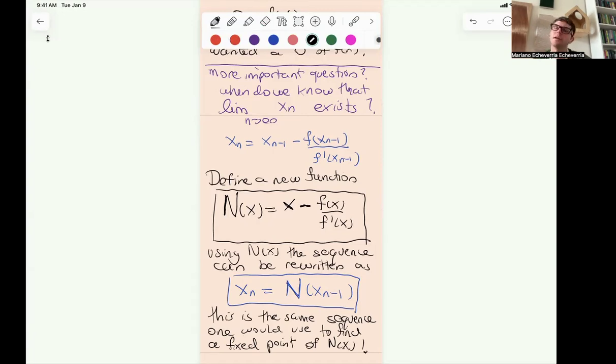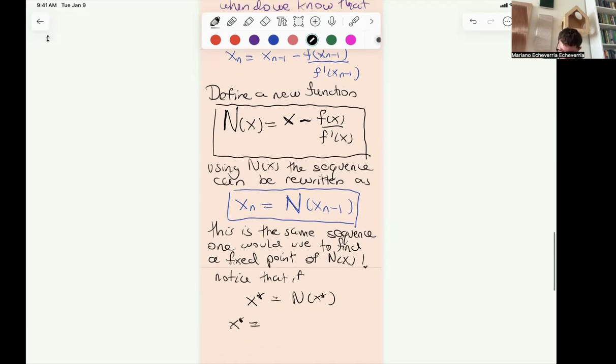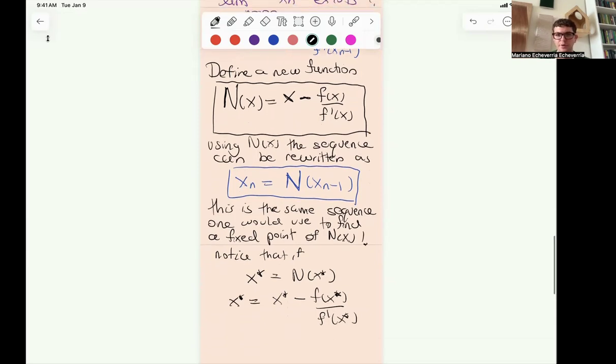Yes. So what this tells you is that, and in fact, no, what would be a fixed point of this function actually? It's also useful to notice that a fixed point would be a zero of the function f. Notice that if x star equals n of x star, then that means x star equals x star minus f of x star divided by f prime of x star. So a fixed point of n would actually correspond to a zero of f.